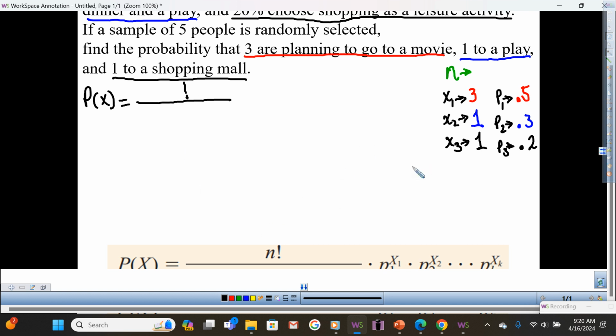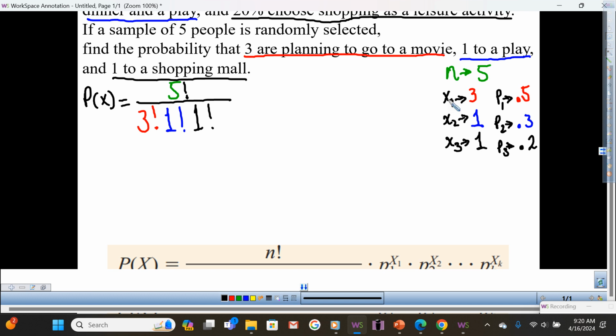What is n for our factorial, everyone? How many total people? 5. So that goes right here. Next, we need all of these in factorial form, all the x's. So we're going to write x sub 1, which is 3 factorial, times 1 factorial, times 1 factorial.